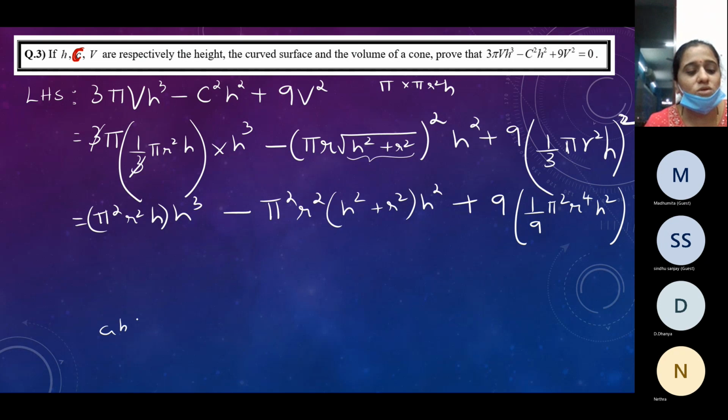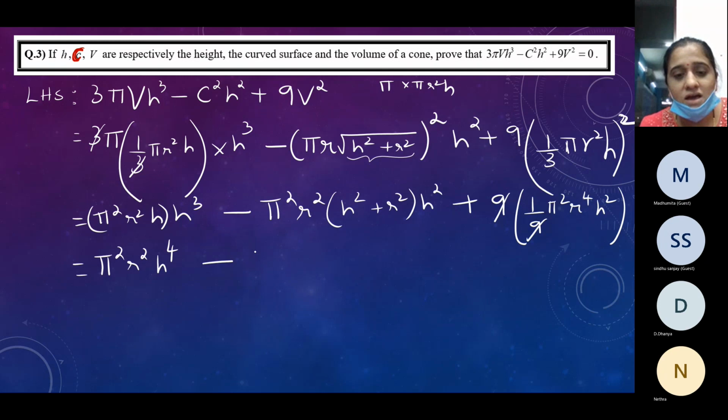Like what is ABC, the whole square? A square, B square, C square. So like ABC, the whole square is A square, B square, C square. Like that. 1 by 3 square is 1 by 9. Pi square is pi square. R square, the whole square is r to the power 4 and h square. Now you can cancel the 9 and 9. Now this is pi square r square h to the power 4. Correct?